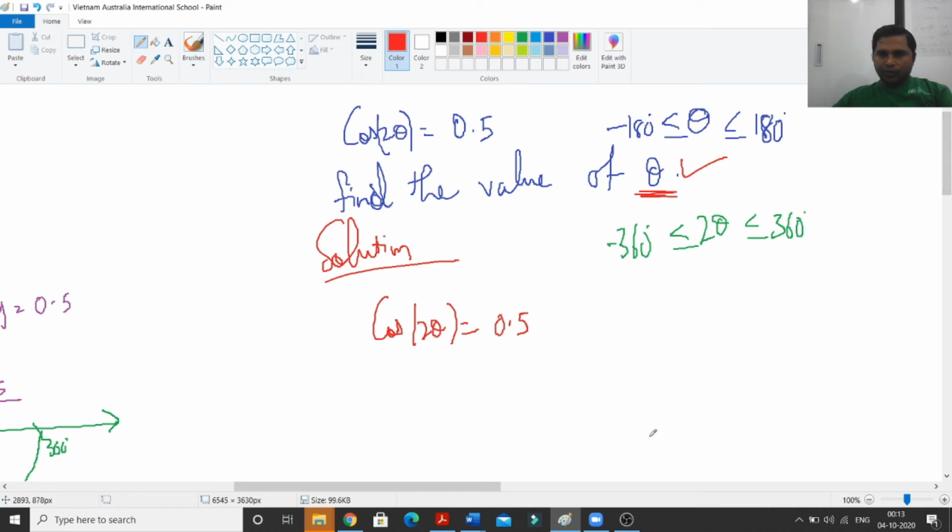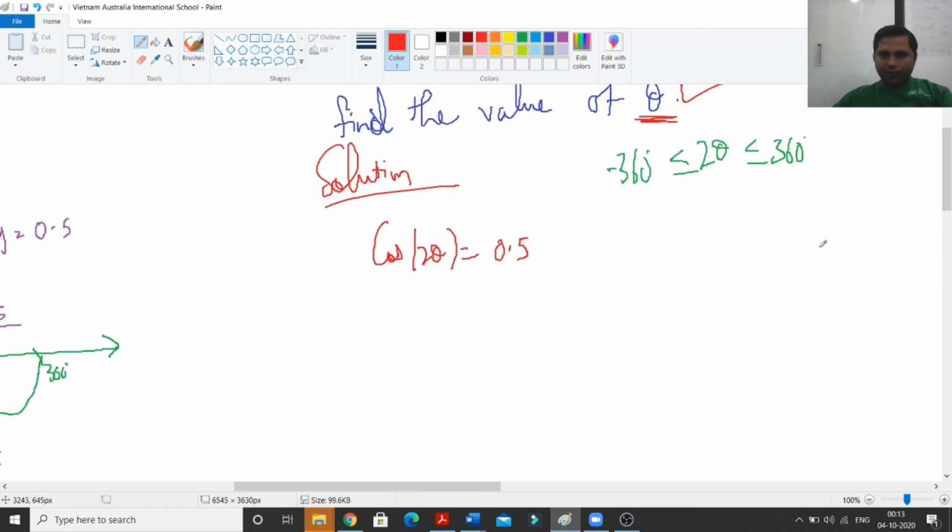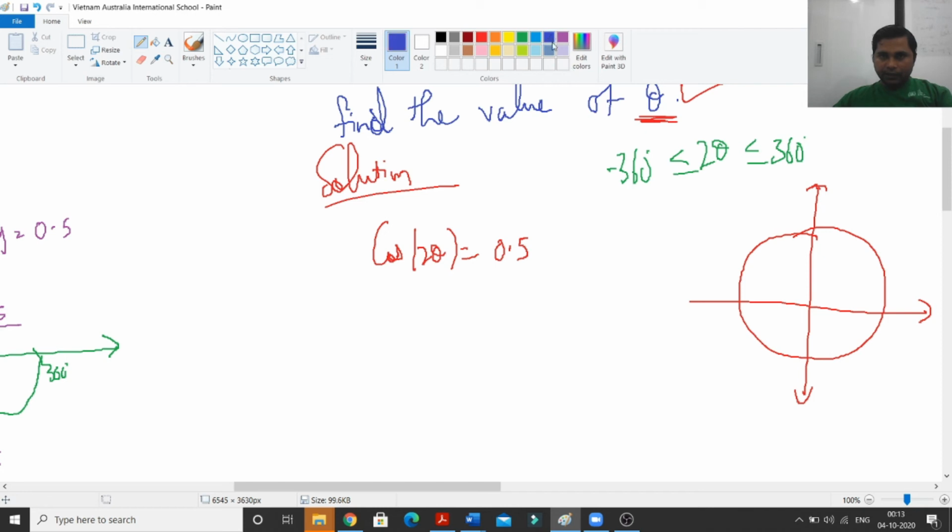We will use the unit circle method the way we did. Cos 2 theta is 0.5, and we know x is equal to cos theta. So x is equal to 0.5, we draw a vertical line x is equal to 0.5, as it is intersecting the unit circle at 2 points. So we'll join from the origin. Okay, so these are their values. But we will find 2 theta between minus 360 and 360.